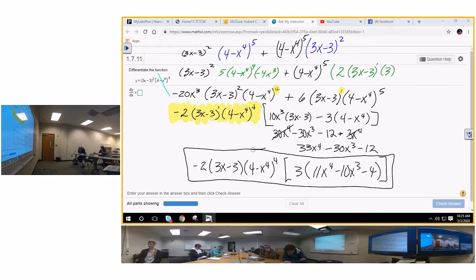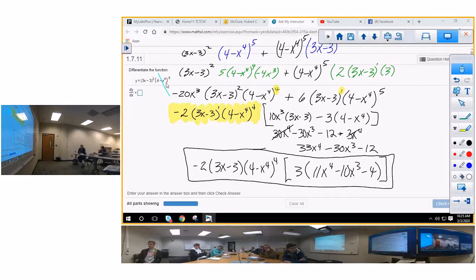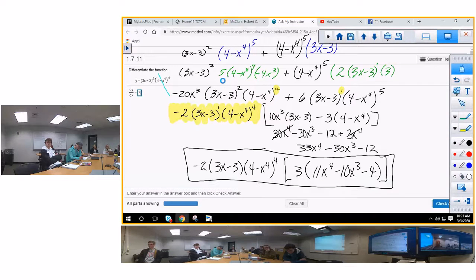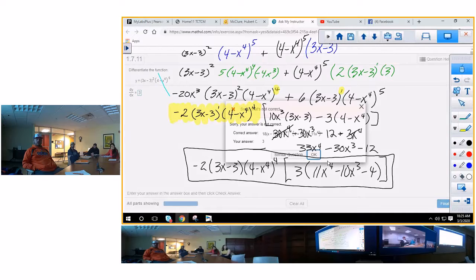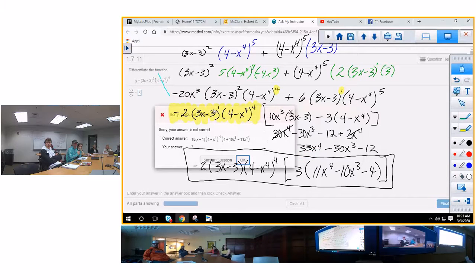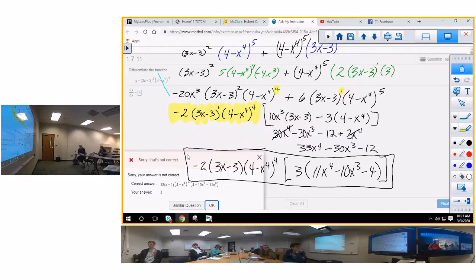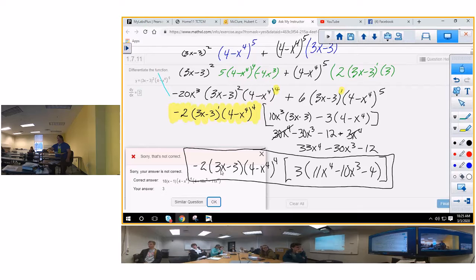So let's see what they got. Yep, 6 times 3 is what? Yeah, that's what they did. They factored out a 3 right here. And 3 times 2 is 6. 6 times 3 is what? 18. Now the signs may be a little bit off because I got a -2 out here. And they didn't factor out a -2. So the signs will be a little bit different.